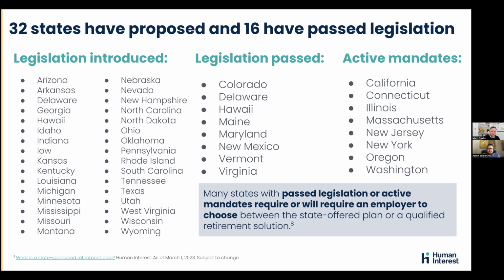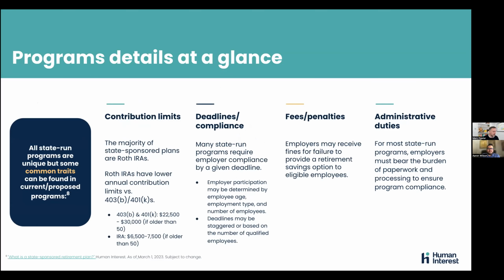And so what is the state mandate specifically? Typically what will happen is the state will say, we have put together this plan. Typically it's what's known as a Roth IRA plan. And essentially they say you need to either enroll in ours or have a qualified plan already in place at your organization, right?